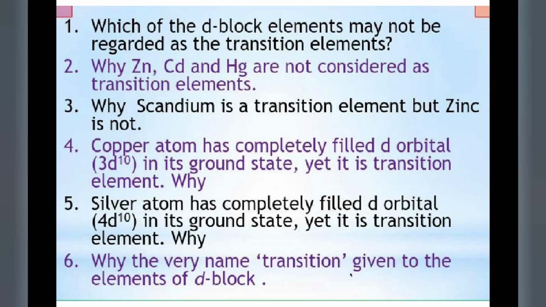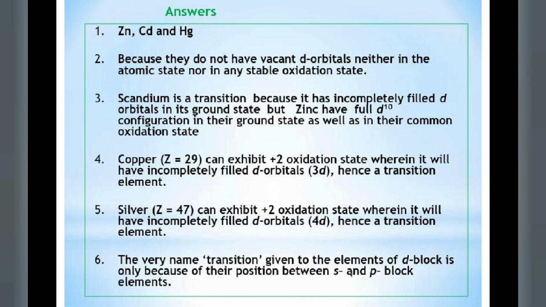Now the last one is, why is the name transition given to the elements of the d block? It is given only because of their position between the s and p block elements. So I hope you understood all the questions. You just keep on going through them repeatedly.